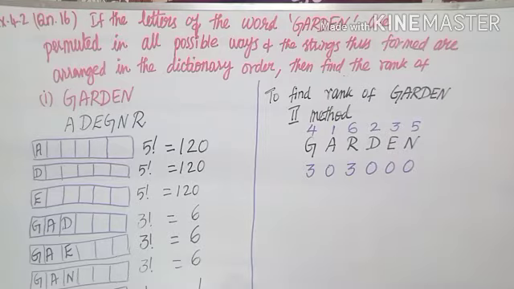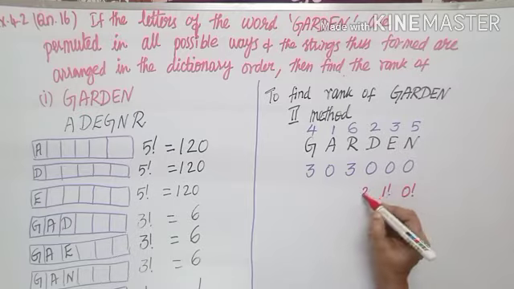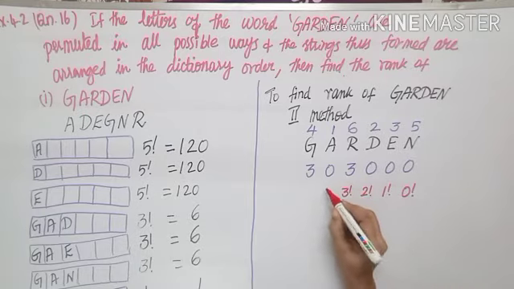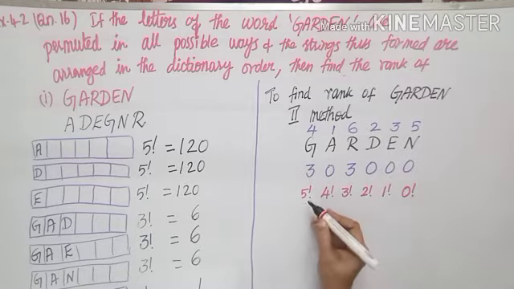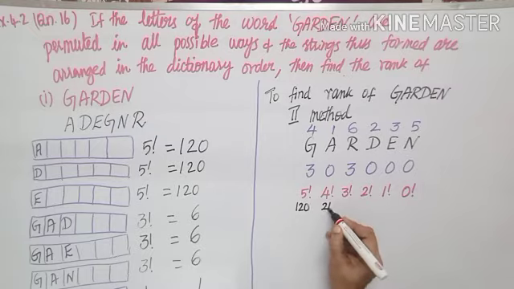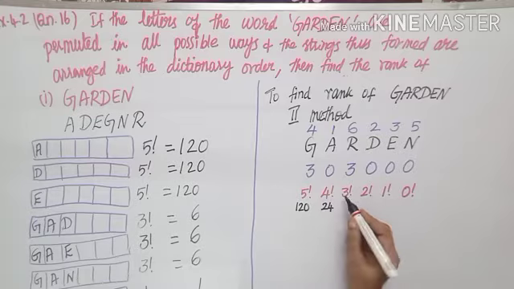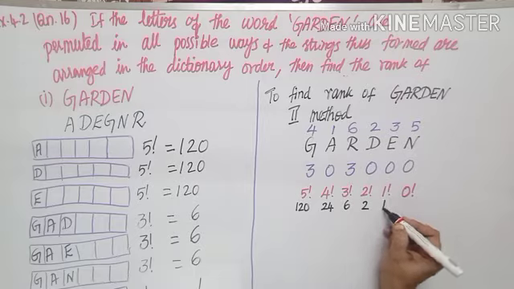The next step, put factorial in order. Starting from here, 0 factorial, 1 factorial, 2 factorial, 3 factorial, 4 factorial, 5 factorial. The next idea, we multiply. What is 5 factorial actually? 120. 4 factorial, 24. 1 into 2 into 3 into 4. This is 1 into 2 into 3, 6. This is 1 into 2, 2. 1 factorial is 1. 0 factorial is also 1.